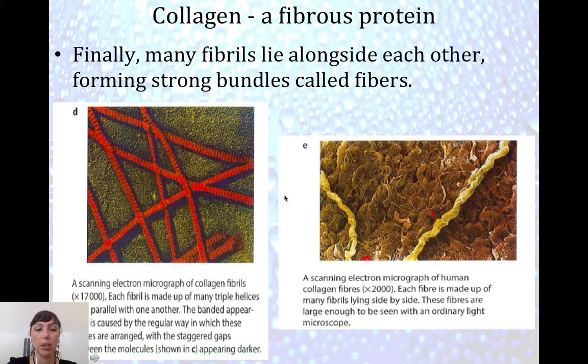And I really like these 2 pictures from a scanning electron micrograph because in each one you can see something a little different. So in the left one, the one with the red fibrils, you can see the triple helices lying parallel with one another. And then here, on the right, you can see all of the fibers that are lying side by side.